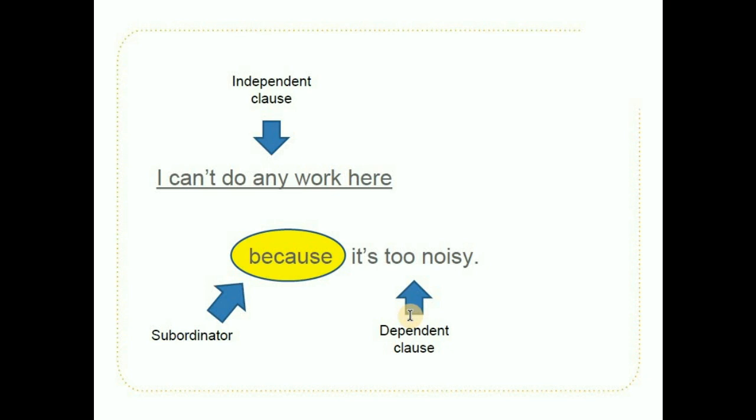Here we can see an example of the independent clause coming first, "I can't do any work here," and the dependent clause, "because it's too noisy," coming second. Our subordinator is the word because. You will know this is one of the most common words in English. We use it every day, and I'm sure you know how to use it pretty well.